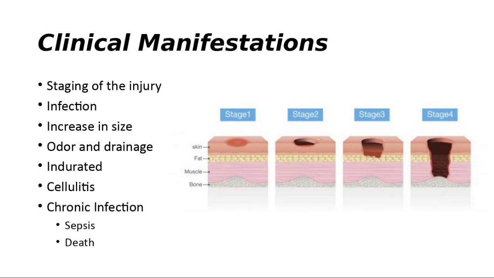So again, we talked about the staging, right? So we're going to stage that wound. How far down does it go? And again, we talked about those deep tissue injuries, those ones that go all the way down to the bone. Those are nasty. So we want to stage it. Does it have an infection? Is there anything coming out of it? Is it increasing in size? Does it have drainage?